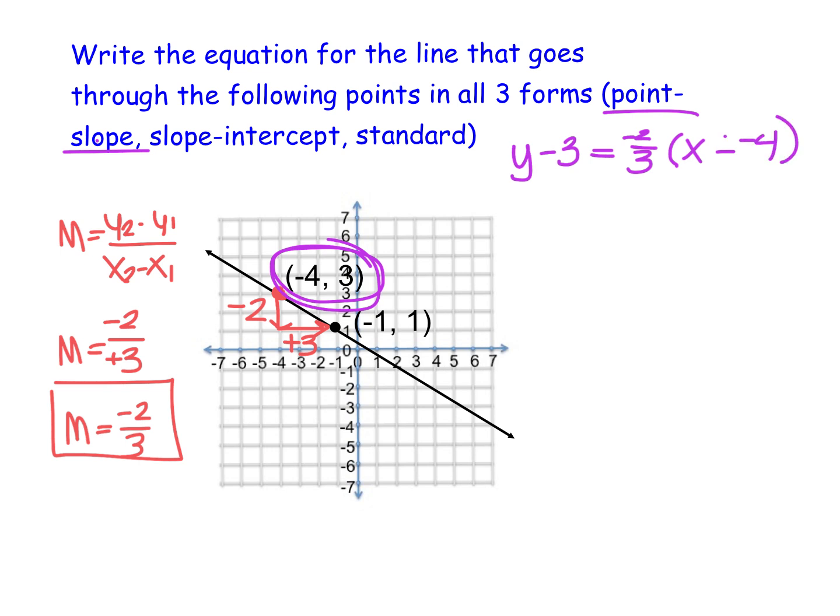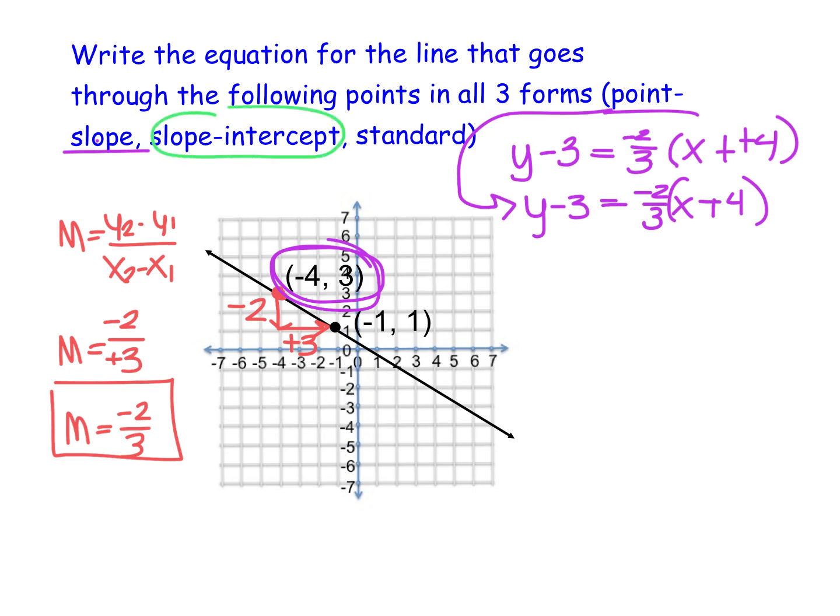So I utilize keep, change there, and my final point-slope form equation is y minus 3 is equal to negative 2/3 times x plus 4, in parentheses. So this right here is our point-slope form. Then we're going to move on and find our slope-intercept form, which remember is when we have no parentheses and y is alone.